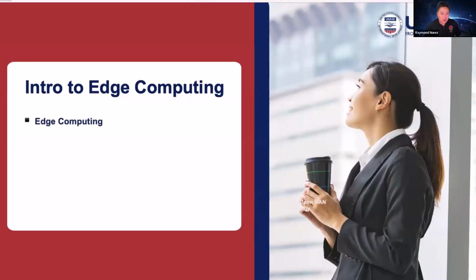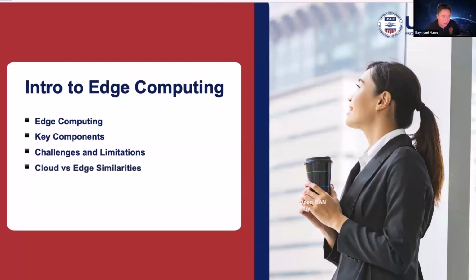For the class on edge computing, of course, we're going to be discussing edge computing, its history, then key components, and then current challenges and limitations. What we're trying to solve, what it cannot solve, what the inherent issues are. And then since it's closely related to cloud, the similarities with the cloud, and of course, differences, so we could delineate what is cloud computing and what is edge computing. And to cap it, a key learning points discussion.